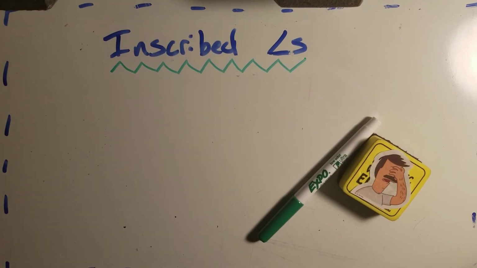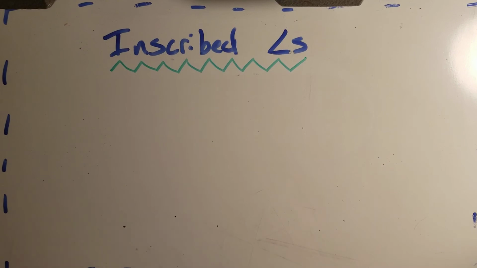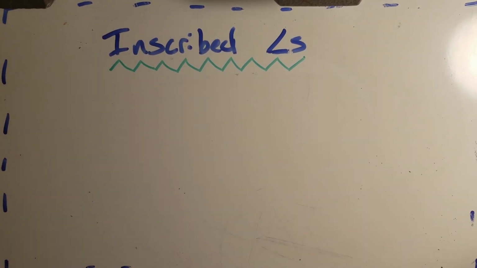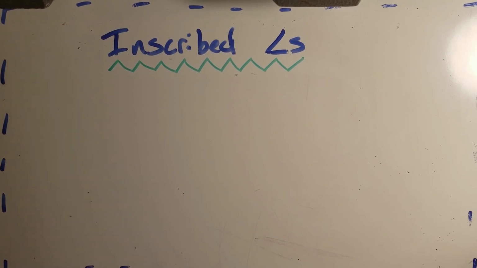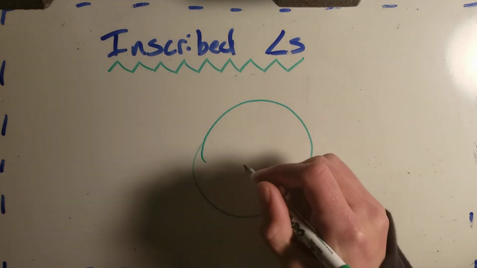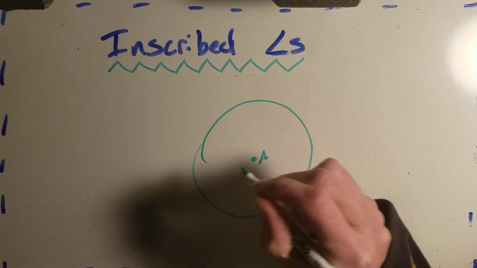Hey guys, today we're going to be talking about inscribed angles and also intercepted arcs, all within circles here. So first off, let's define what an inscribed angle is, and we'll see different cases of them. So an inscribed angle, it's an angle in a circle. So we have a circle here, call it circle A.